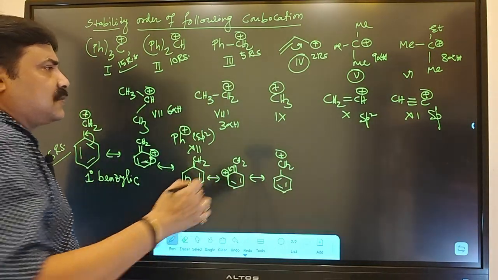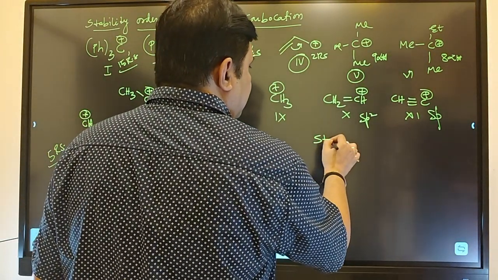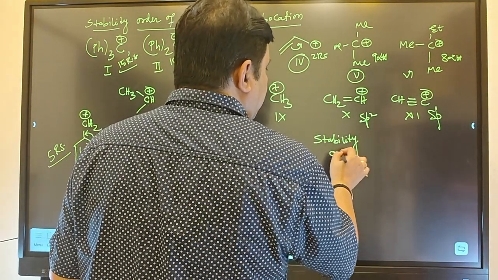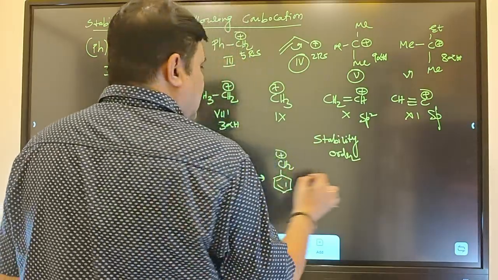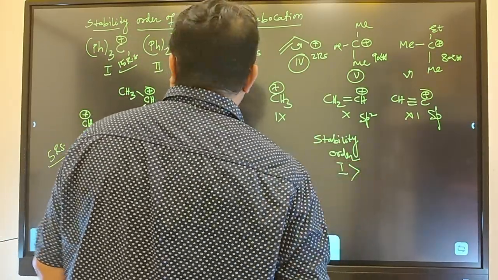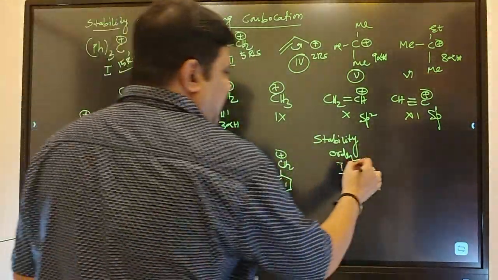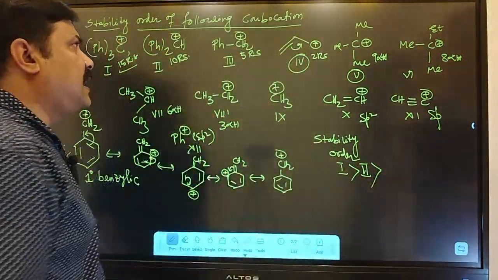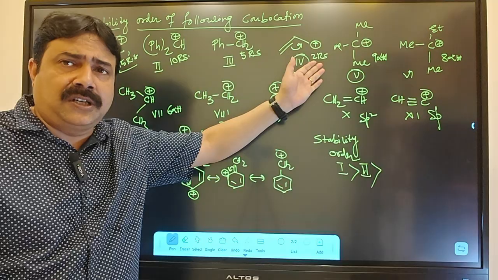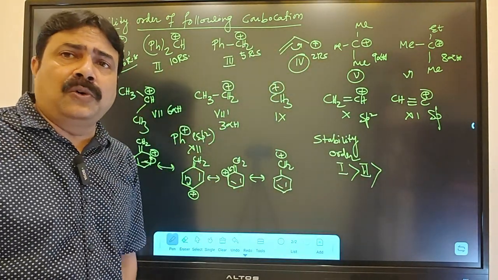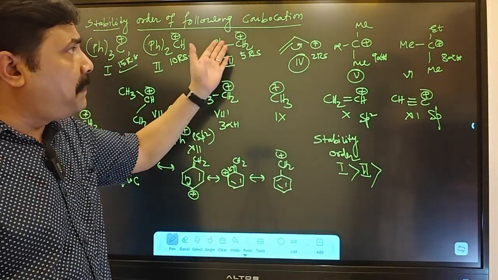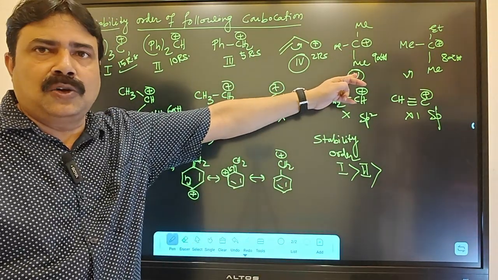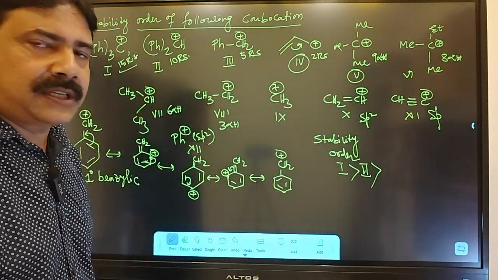That's why the stability order will be: first one will be greater than, that means 3 degree benzylic, after that 2 degree benzylic. After that, as per logic you will say, sir, it's a 5 resonating structure and a 2 resonating structure, so 1 degree benzylic will be more stable. But compared to these two, the tertiary butyl cation, the fifth structure, is more stable.